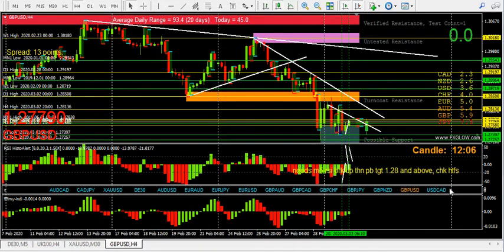H4, once again, we're still below zero, so it's all about shorting with a view on retracements going on, and that's what this daily move is, just a retracement, a pullback on the downtrend.